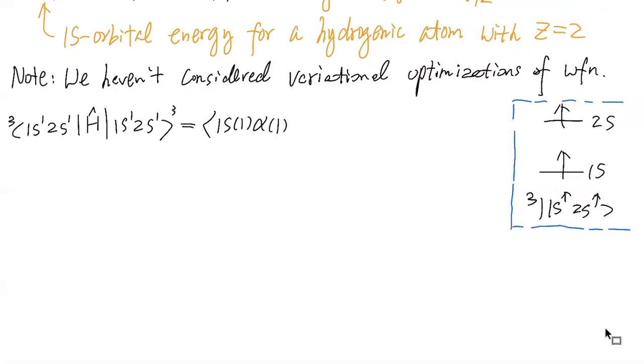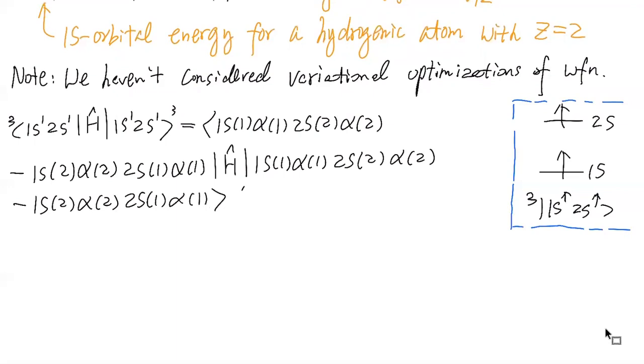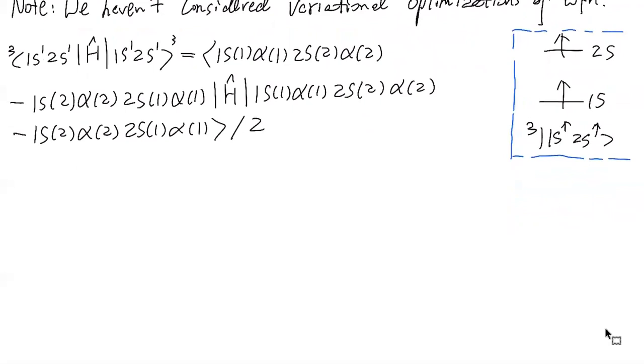1s1 alpha 1, 2s2 alpha 2, minus 1s2 alpha 2, 2s1 alpha 1, H, 1s1 alpha 1, 2s2 alpha 2, minus 1s2 alpha 2, 2s1 alpha 1, divided by 2. Again, this 1 over 2 factor comes from the product of the normalization constant.